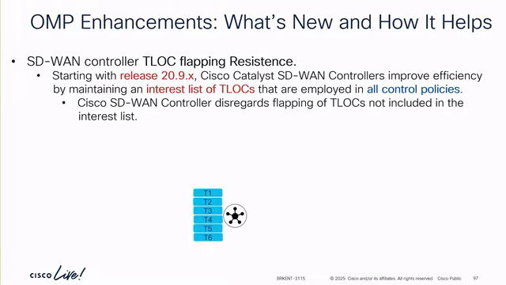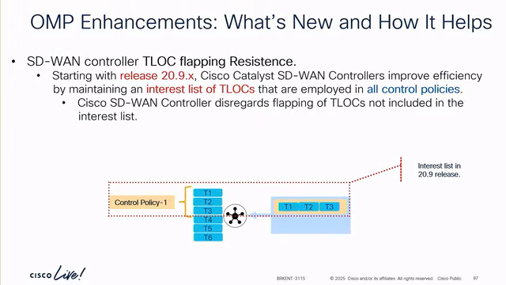The other enhancement in OMP is around TLOC flaps. We don't face any TLOC flaps, right? Our SD-WAN fabric is very stable. Okay, no, it's not the case. In the real world, we see flaps. So the enhancement we made in 20.9 is that all the TLOCs used in control policies on the SD-WAN controller are placed in a list. If a TLOC that is flapping is not in that interest list, then the Cisco SD-WAN controller does not have to re-advertise those routes based upon the available TLOCs. That is one enhancement, but we needed to improve that.